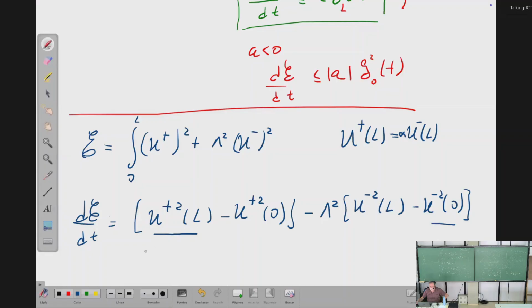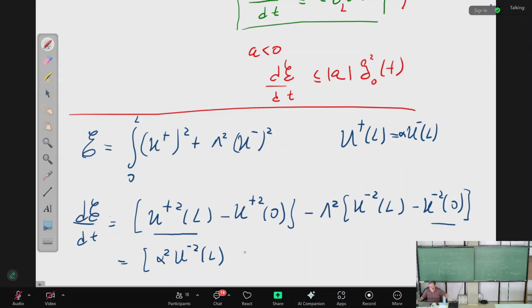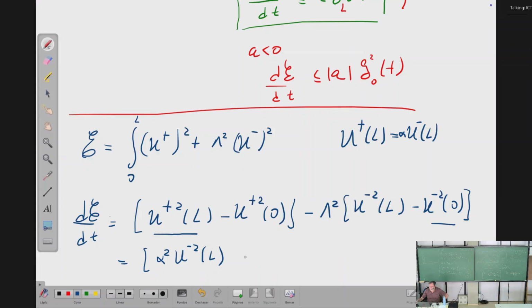So this will give alpha squared u minus squared of L, and then I have this other piece here, minus gamma squared u minus squared of L. And then I say, okay, I give this number, this I give g minus. So then I have plus gamma squared g minus squared of t.